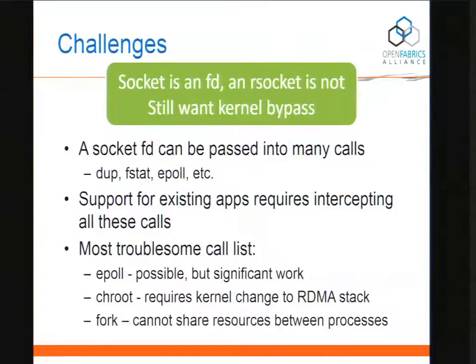And then the other troublesome call is really chroot. So vsftpd uses a chroot call. So that's a problem for the RDMA stack in general. It can't really easily support chroot without some sort of changes to at least the RDMA CM portion of it. And then obviously fork I can do somewhat, depending on what the app is doing with the fork call.